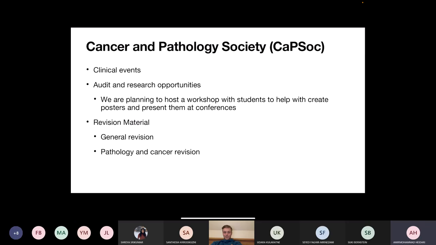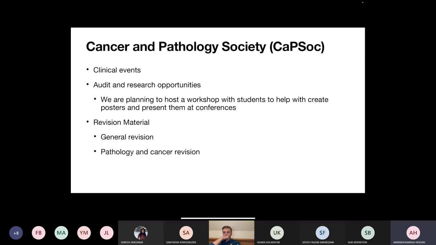Okay, so just an overview of CaPSoc, so Cancer and Pathology Society. We provide clinical events, and I'm going to briefly show you what they were in 2020. We do also have audit and research opportunities. We recently began the process of collecting data for a cancer audit in primary care, but it was delayed because of COVID-19. We hopefully are going to start the data collection soon, and we have students involved in that. It's very exciting. But we are also planning to host workshops for students to help them learn how to create posters and present them at national and international conferences, which is always good on your CV. It's not that difficult to do, so it should be easy with our help as well.